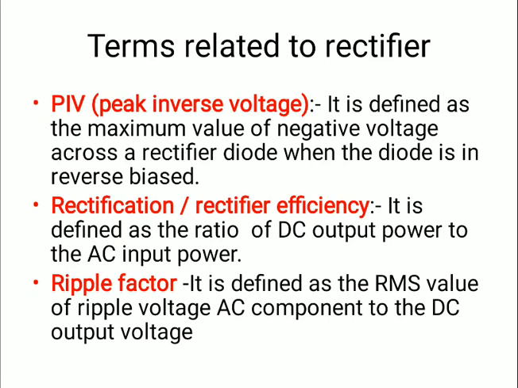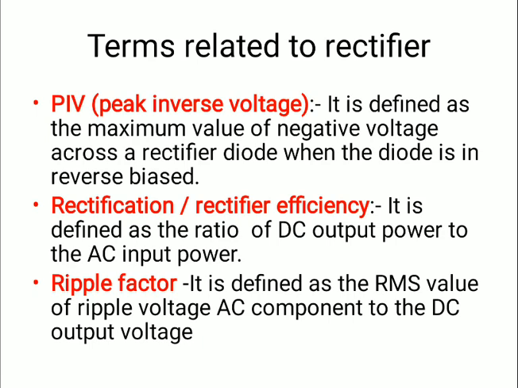It is defined as the maximum value of the negative voltage across a rectifier diode when the diode is in reverse bias. When the diode is connected in reverse bias, the maximum voltage at that time is known as the peak inverse voltage.